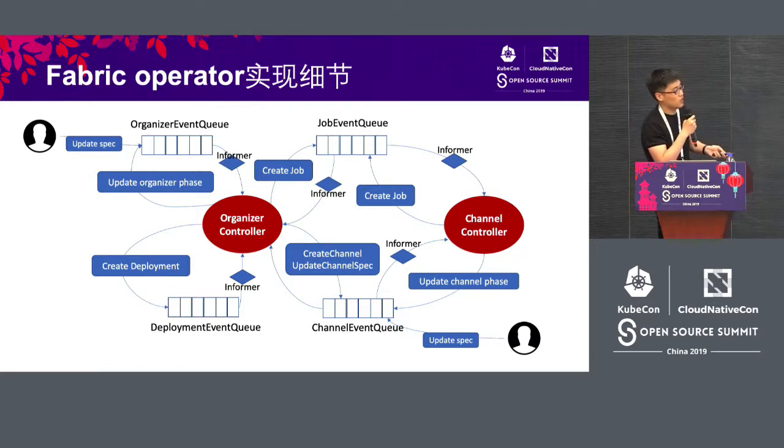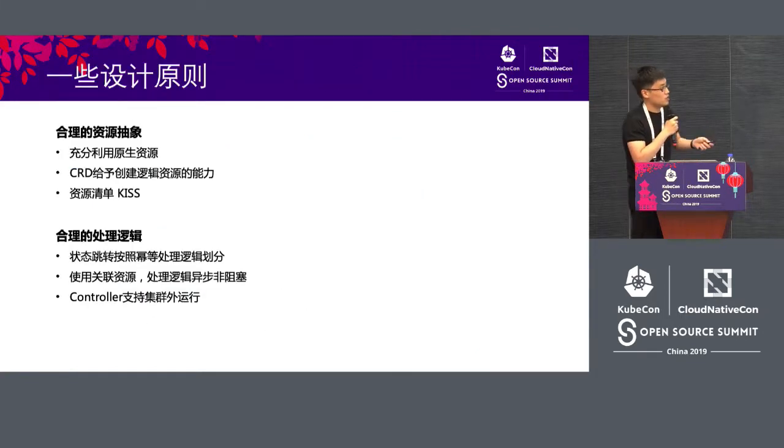Actually, it's calling the API to create a default channel, and the event of the default channel will be captured by the channel controller, and then it will subscribe to the channel's resource events, and the other things will be job events. So it is monitoring these two types of events. These are the implementation of the controllers.